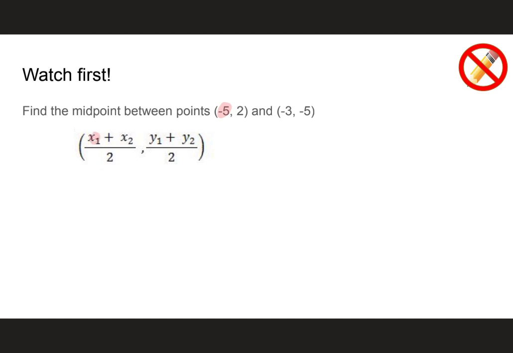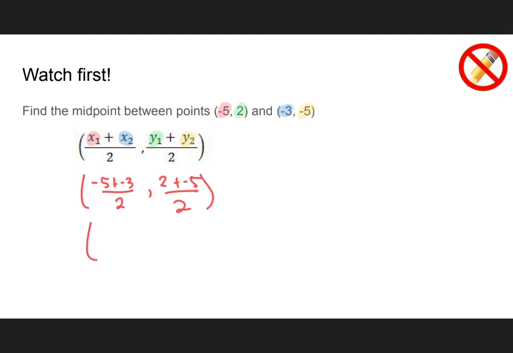So if this is x1, I'm going to plug that in for x1. x2 is going to get plugged in here. y1 gets plugged in here. And then y2 gets plugged in here. So in this formula, we're adding the points and dividing by 2. So adding the x's and dividing by 2. So it's going to be -5 plus -3 divided by 2. And then it's going to be 2 plus -5 divided by 2.